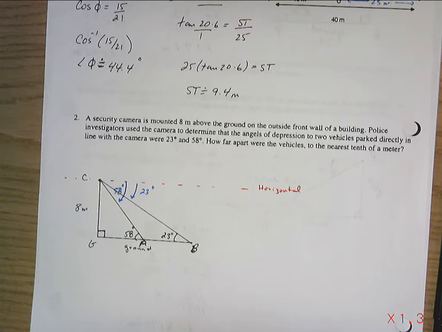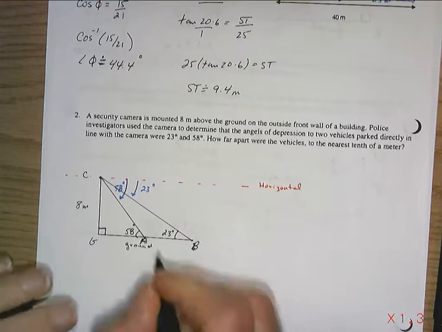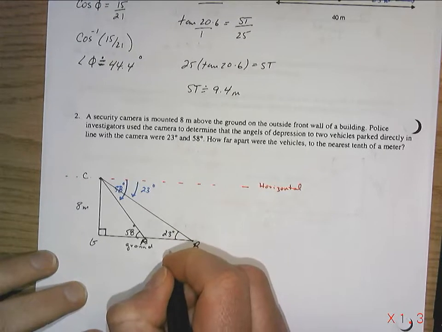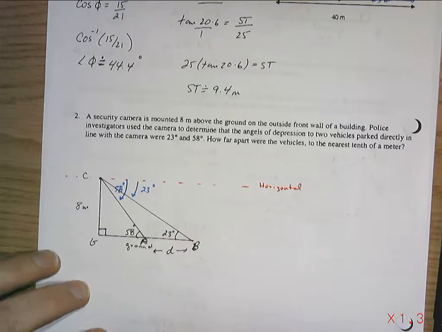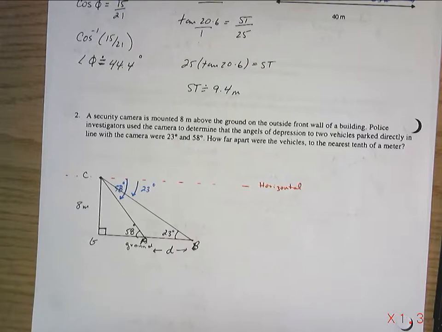Okay, so what are we looking for? We're looking for how far apart the two vehicles are. So if this is vehicle A and if this is vehicle B, what we're really looking for is this X, or let's call it D for distance. And it's the distance between A and B. I could have called it AB if I wanted to.